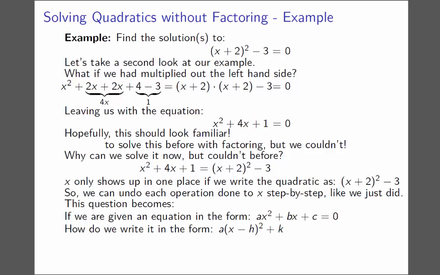The question becomes, if we are given an equation in the form ax² + bx + c = 0, like x² + 4x + 1 = 0, how do we write it in the form a(x − h)² + k, like we have above, (x + 2)² − 3 = 0? Because once we write the quadratic in this form, we can solve it. So our next steps are to be able to figure out how we can write it in this form.